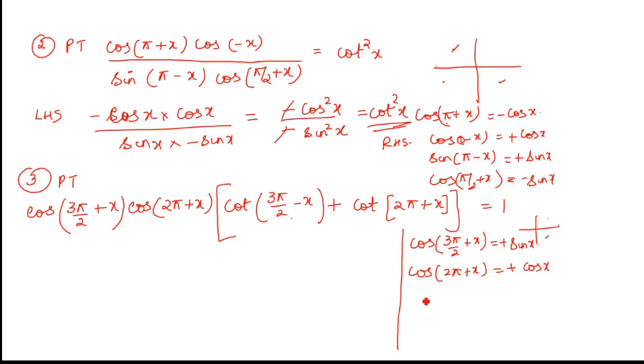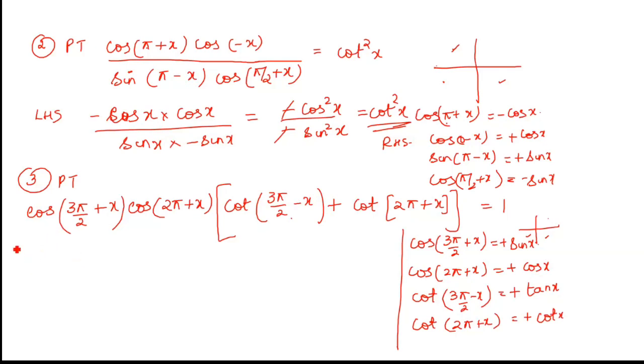Next I want cot (3 pi by 2 minus x). So 3 pi by 2 is 270, minus means lying in the third quadrant. Cot and tan are positive, so the sign is plus. 3 pi by 2 lies on the standing line, change to cofunction, tan x. Next I want cot of (2 pi plus x). That is 2 pi plus, first quadrant, all are positive. 2 pi lies on the sleeping line, no change to cofunction. So therefore it is cot x as it is. So now let us substitute.